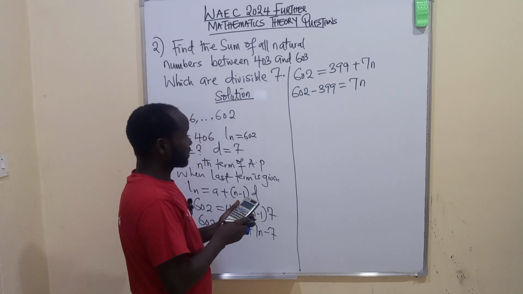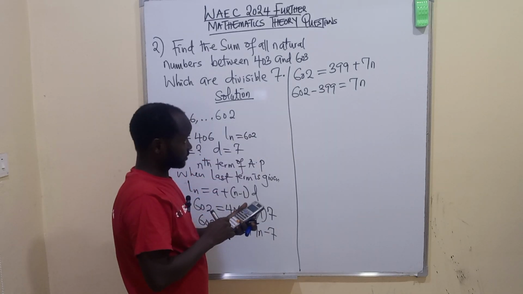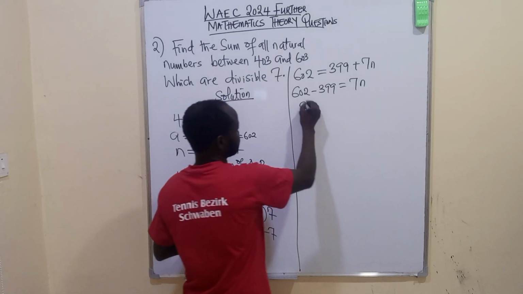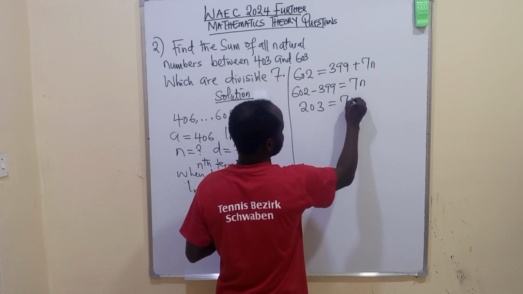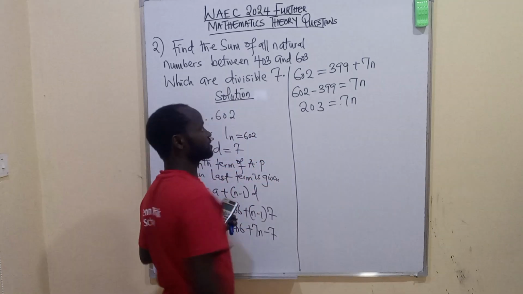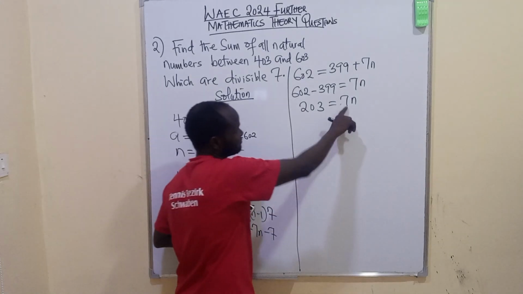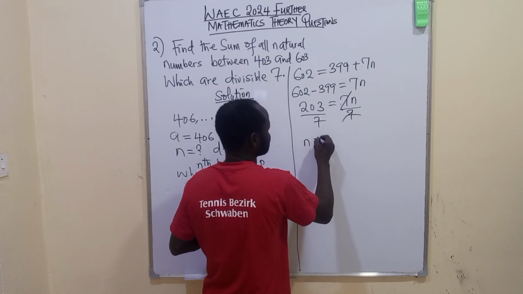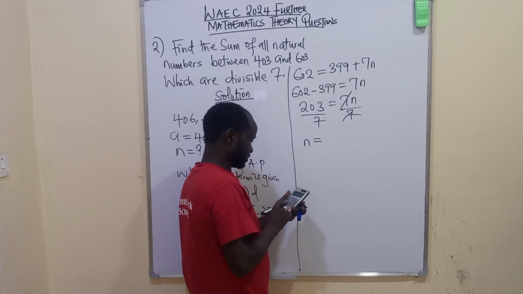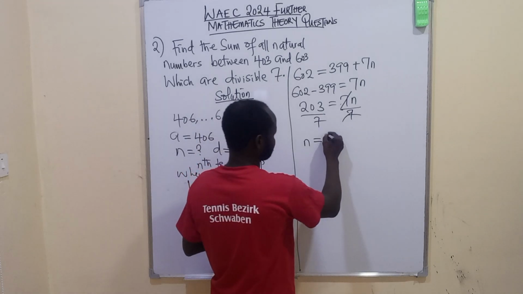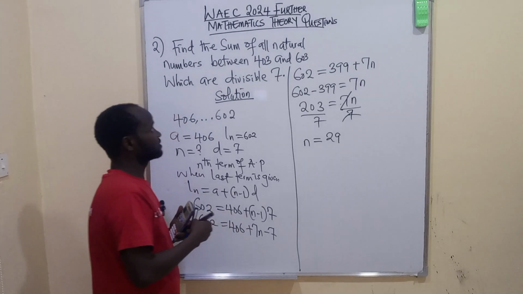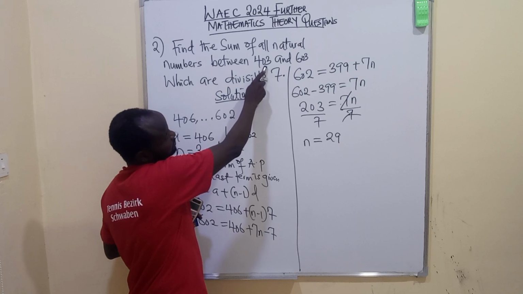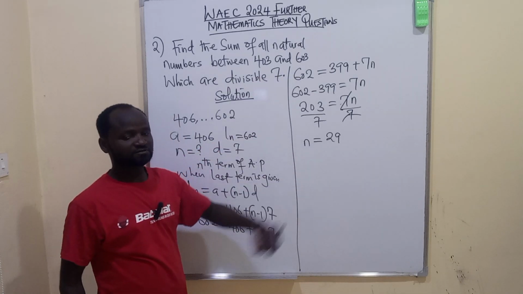Okay, so let's subtract: 602 minus 399. It will be 203, which equals 7n. So we can divide both sides by the coefficient of n, which is 7. Divide both sides by 7. N now will be equal to 203 divided by 7, that will be 29. So the number of terms that are divisible by 7 from 403 to 603, there are 29 numbers.